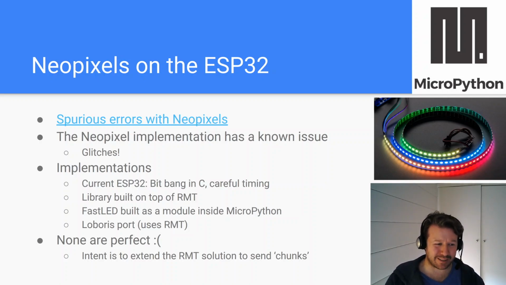So the best bet would probably be to extend the RMT solution to better support driving Neopixels. At the moment we haven't got a fantastic solution. If you've only got small numbers of LEDs, the library built on top of RMT is probably the best one. But we're aware of this problem, we're trying to improve it. So if you want to help out with that, please let me know.